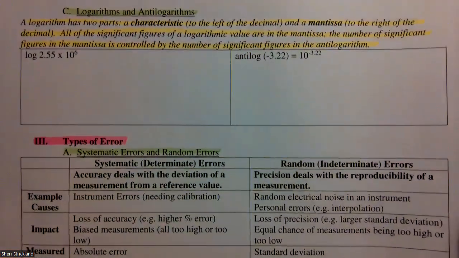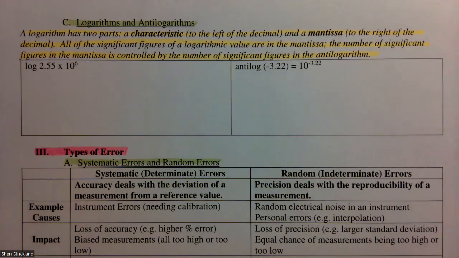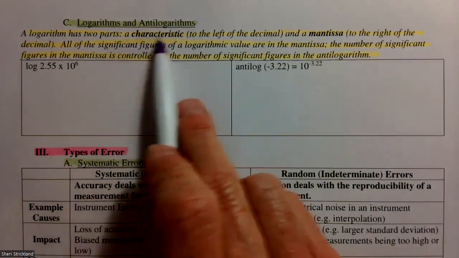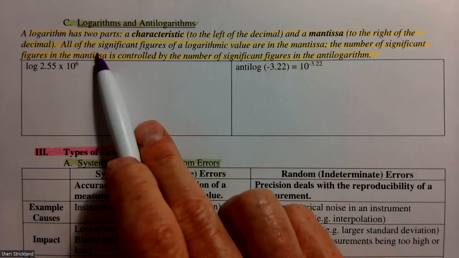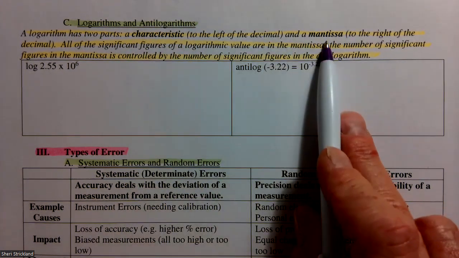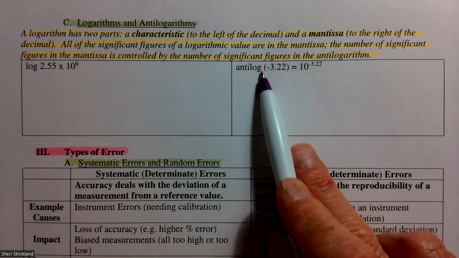Now, before we go into errors, we've got one more little bit to do with significant figures and how they're handled with different calculations. And this has to do with logarithms and anti-logarithms. So a logarithm actually has two parts, a characteristic and a mantissa. And this is a logarithmic value right here.